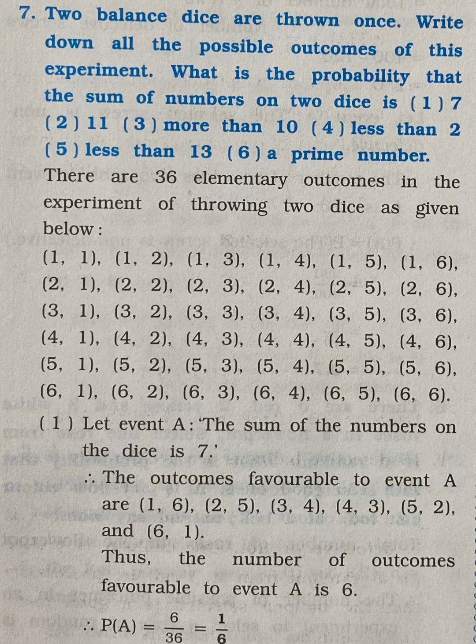Now the first event is that the sum of numbers on the dice is 7. From all these outcomes you need to find the sum. You can see that the favorable outcomes are (1, 6), 1 plus 6 is 7. Similarly (2, 5), that is 2 plus 5 is 7. (3, 4), that is 3 plus 4 is 7. (4, 3), (5, 2) and (6, 1). So the favorable outcomes are 6. So the probability of getting a sum of 7 is 6 by the total outcomes, that is 36. So the answer is 1 by 6.